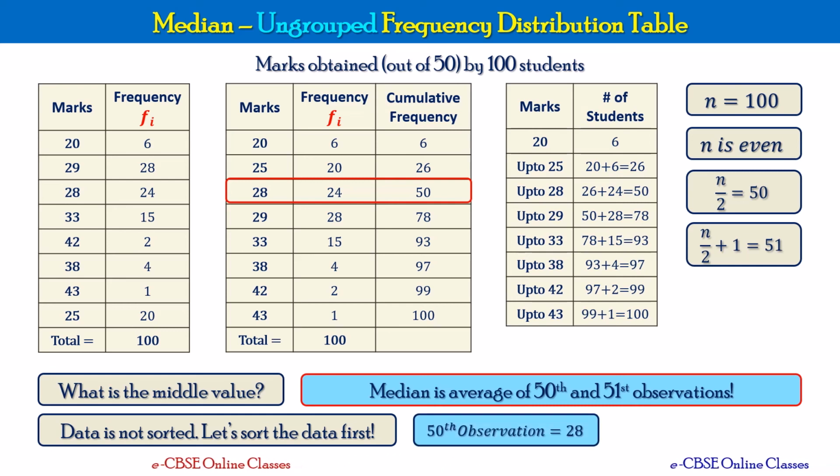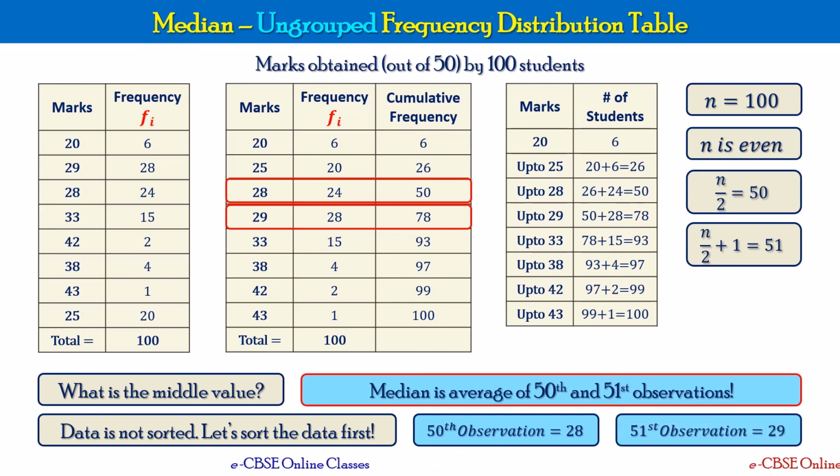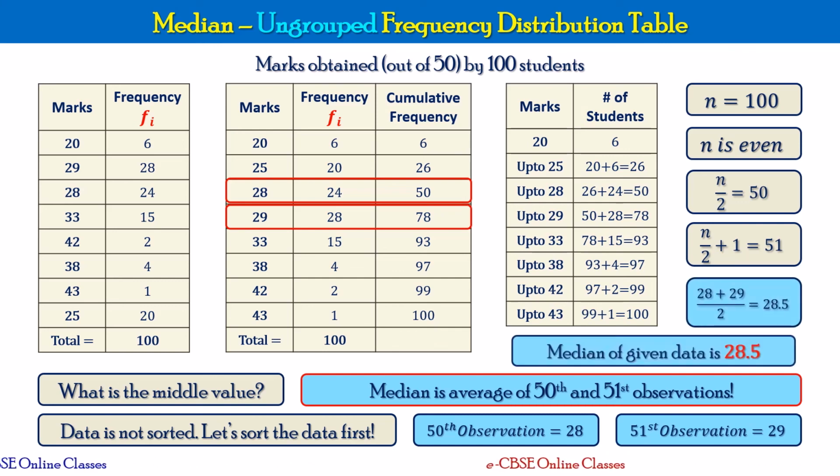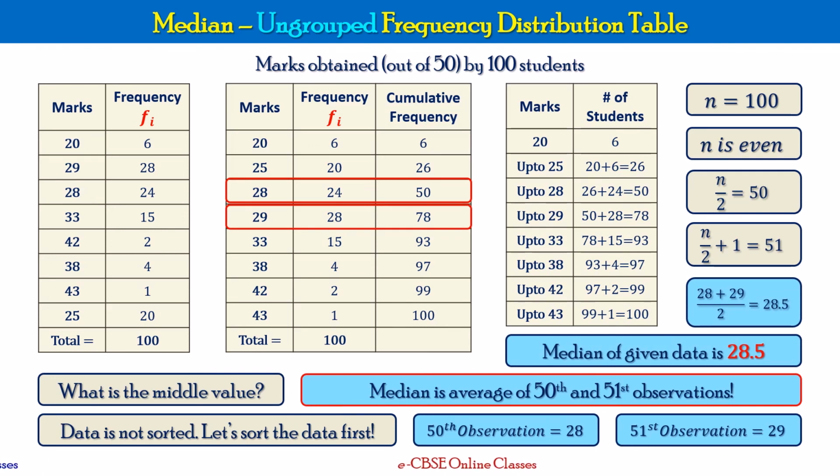Similarly, the next row has cumulative frequency 78. That means my 51st student must have obtained 29 marks. So my 51st observation is 29. So the average of 28 and 29 is 28.5. So the median of the given data is 28.5.